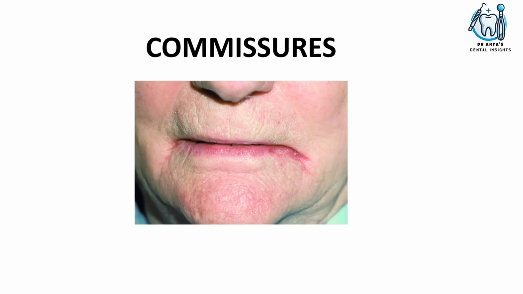Coming to commissures, the lips are examined for fissures, cracks or ulcers at the corners of the mouth. If present, these indicate vitamin B deficiency, candidiasis or prolonged overclosure of the mouth due to decreased VD. This picture shows angular cheilitis due to decreased vertical dimension.